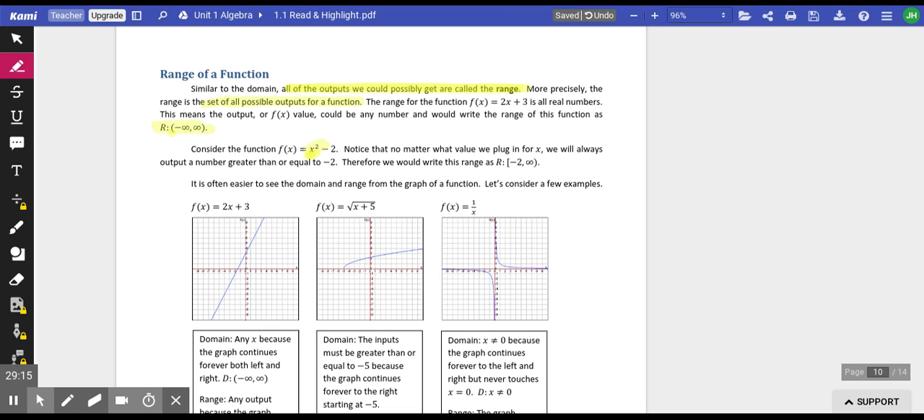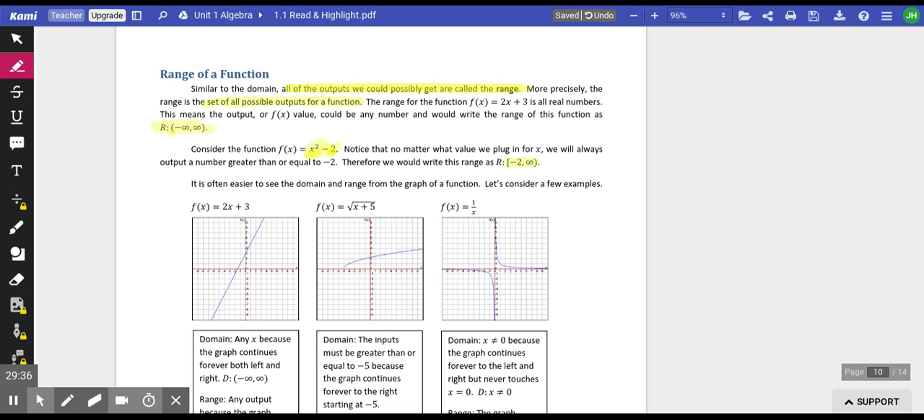So our range, our output, is always going to be greater than or equal to negative 2. Why negative 2? You'll understand that as we get better, but it's going to be whatever that constant is. Therefore, we would write the range as from negative 2 to infinity.